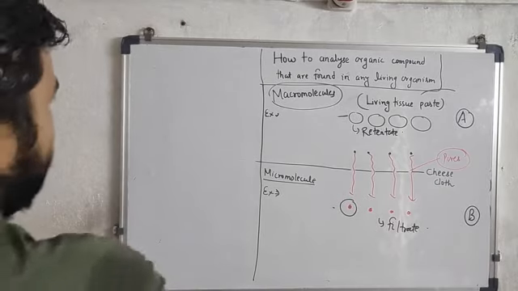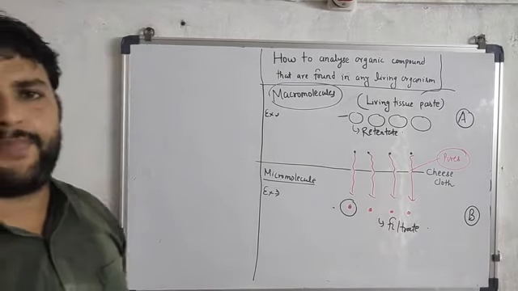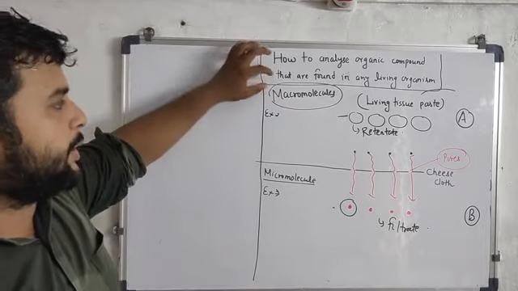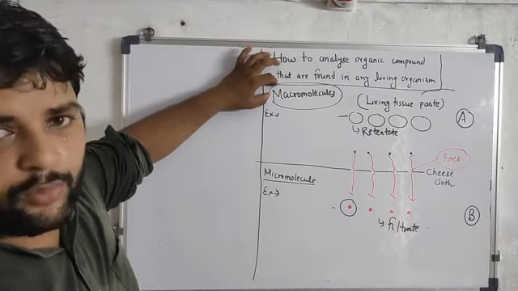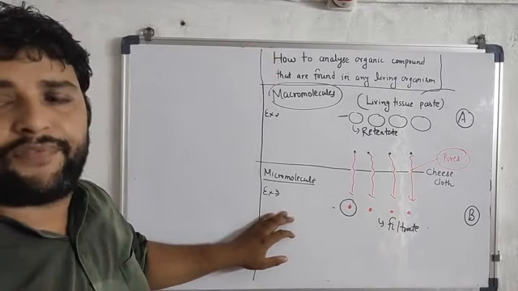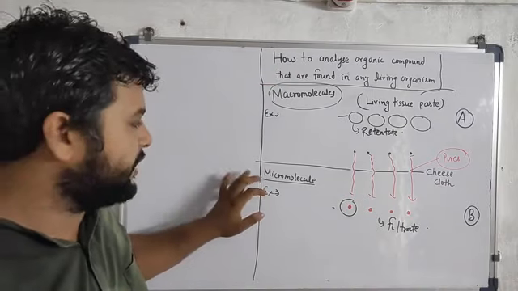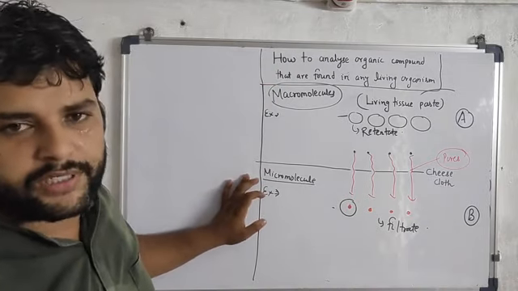Now let us see the different types of organic compound that can be found in the macromolecular section, and the different organic compound that can be found in the micromolecular section.